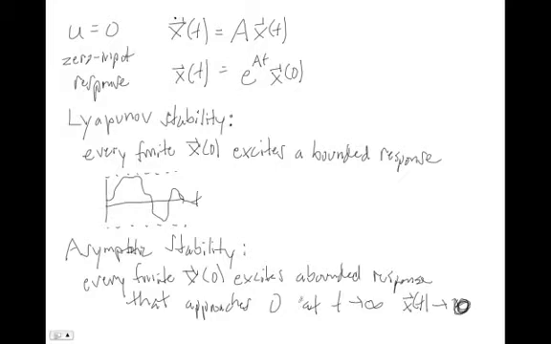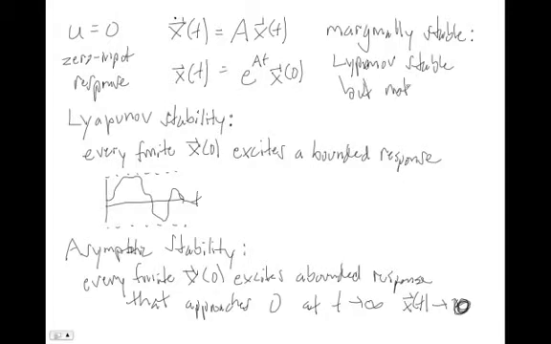You see that if a system is asymptotically stable, it's also Lyapunov stable. But you can easily imagine Lyapunov stable systems that are not asymptotically stable. So in this class, when we say a system is marginally stable, what we're going to mean is that a system is Lyapunov stable, but not asymptotically stable. So this is the definition of marginal stability we're going to have.